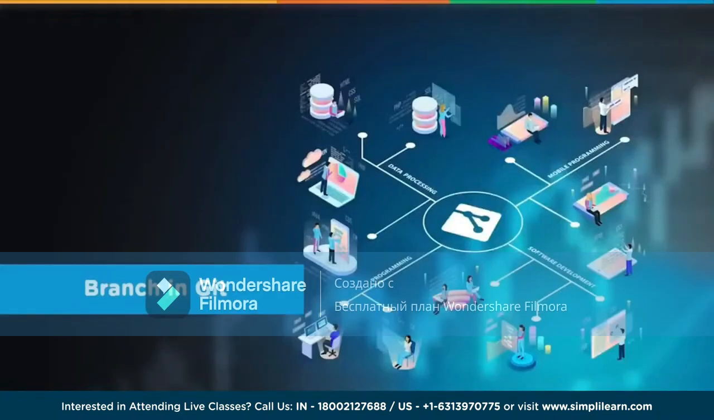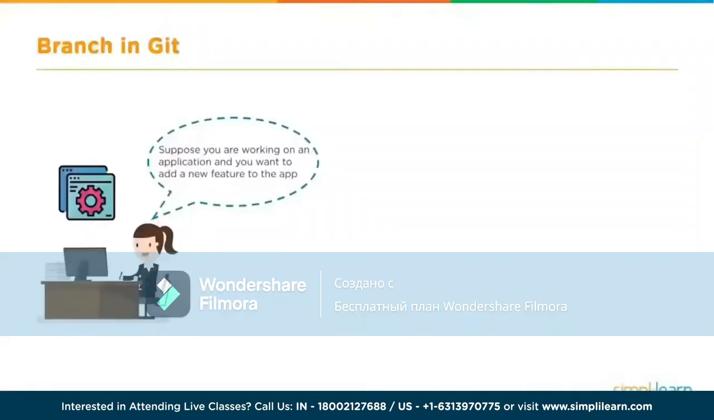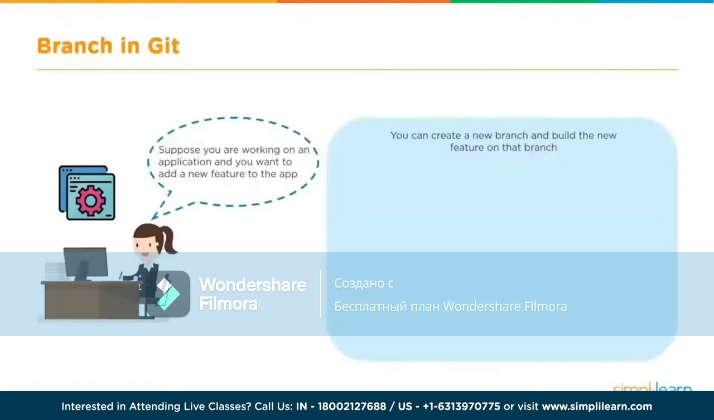Let's step through branching in Git. So suppose you're working on an application, but you want to add in a new feature. And this is very typical within a DevOps environment. So to do that, you can create a new branch and build a new feature on that branch.